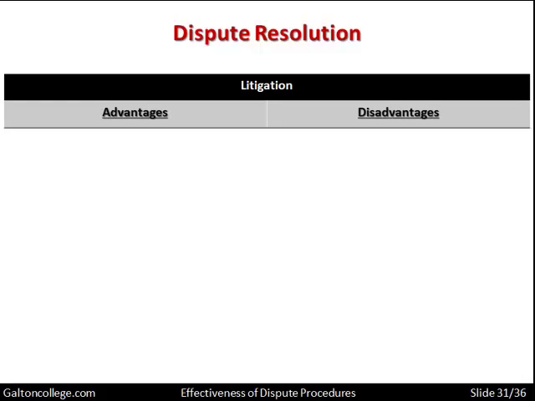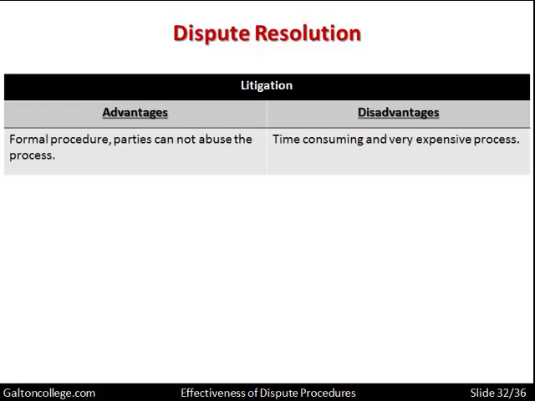With litigation, this is the one of going to court using the law. Formal procedures, parties cannot abuse the process. It's a very formal procedure. If they're going to law, then they must follow the requirements of the legal system. It's very time consuming and it's very expensive. So no quick solutions, and whatever solutions do come out, these are expensive and could also be difficult to implement.